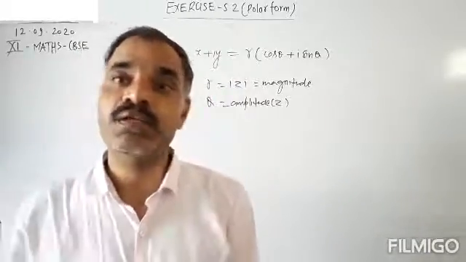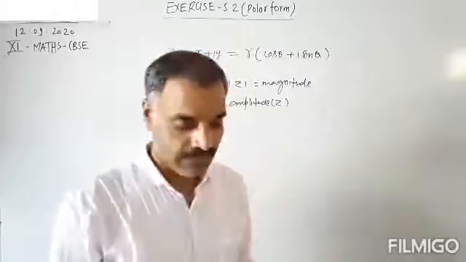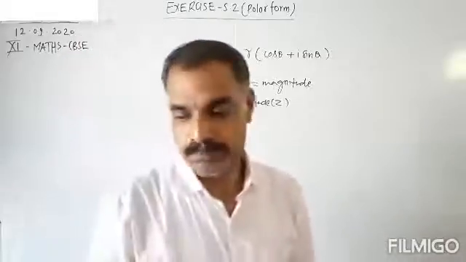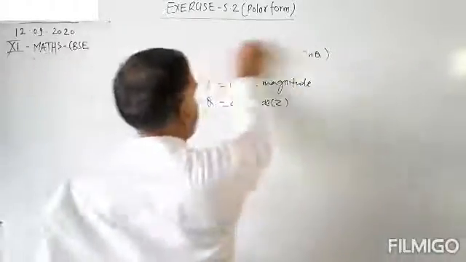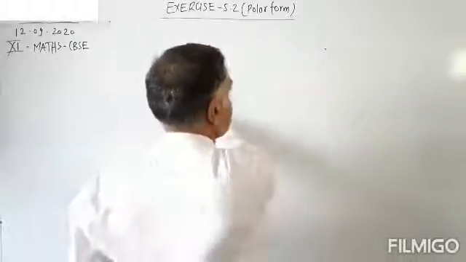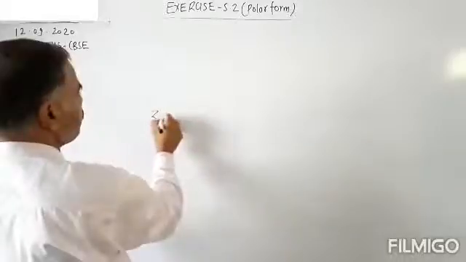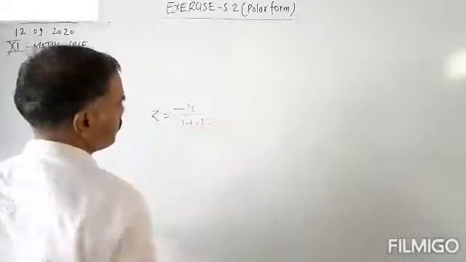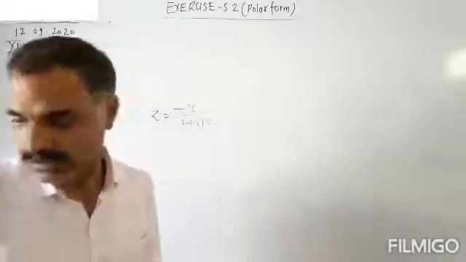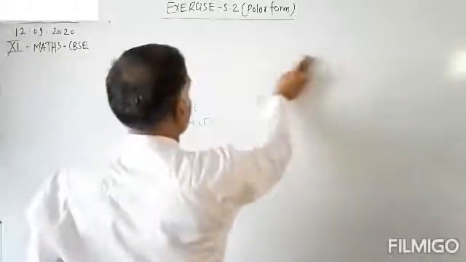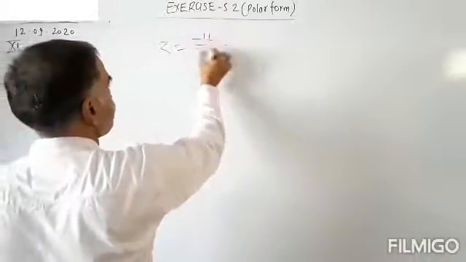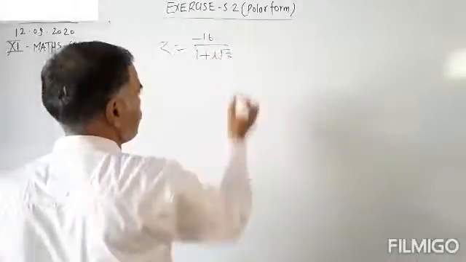We are taking the example of exercise 5.2, that is example number 8: minus 16 upon 1 plus iota under root 3. So the given complex number is z equals minus 16 upon 1 plus iota under root 3, and we have to find its polar form.